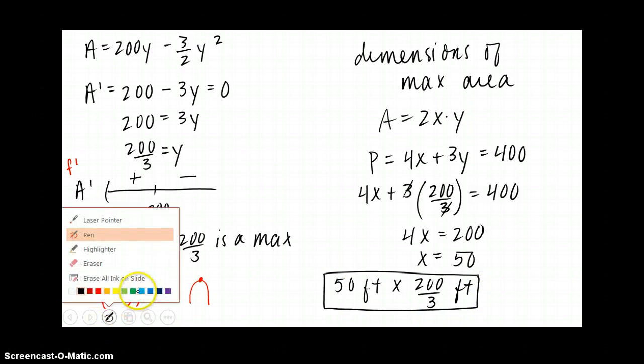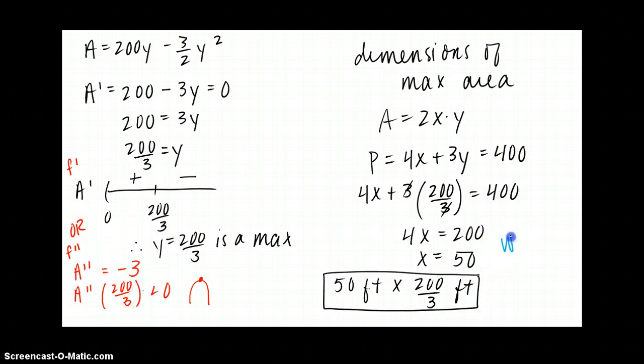Now if the question asked, and it doesn't, what is the maximum area, then you would plug these dimensions into the equation 2x times y.